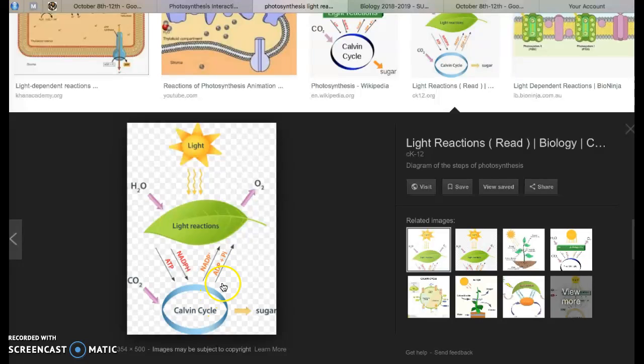So what we were doing yesterday, we were really looking to see how, when we put in CO2, our oxygen increased, right? So our CO2 was being used up, that was being turned into the sugars, but the water was being turned into our oxygen molecules. So we went through this process.